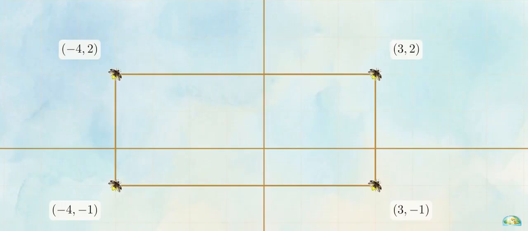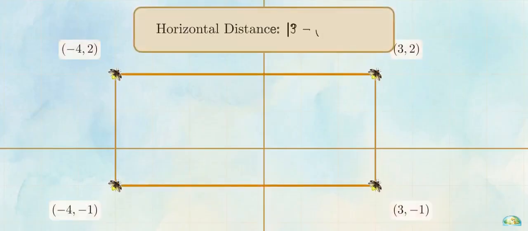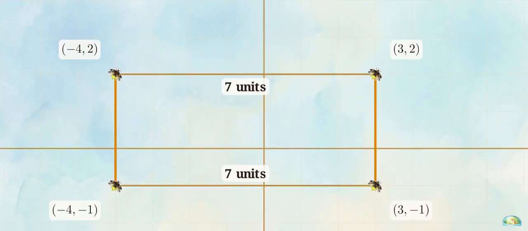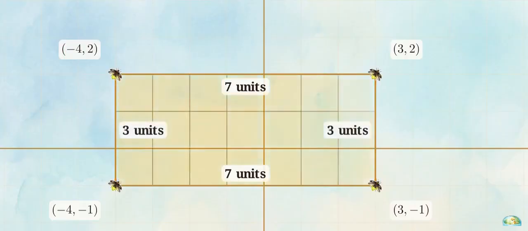For horizontal sides, the absolute difference of x-coordinates, 3 minus -4, gives a length of 7. For vertical sides, the absolute difference of y-coordinates, 2 minus -1, gives a height of 3. Grid alignment reveals exact dimensions using these differences.